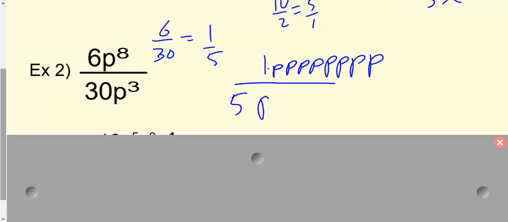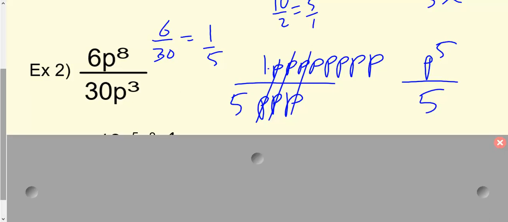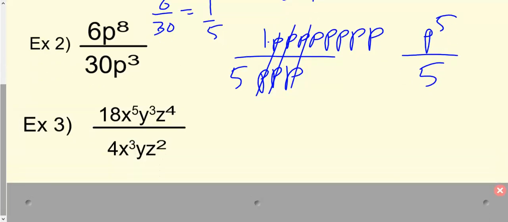And then p times itself 3 times. So we're going to reduce all those to 1. So I have p to the 5th on the top over 5 on the bottom. You don't need to put the 1 there. If there was nothing left on the top, you'd want to make sure there was a 1 there.